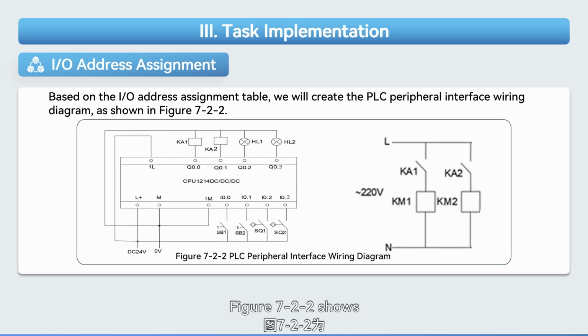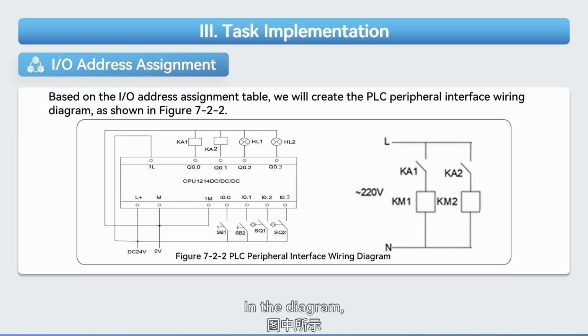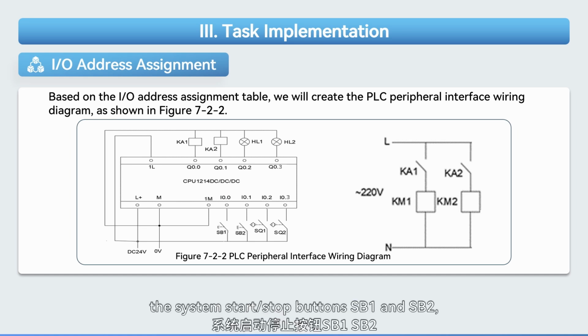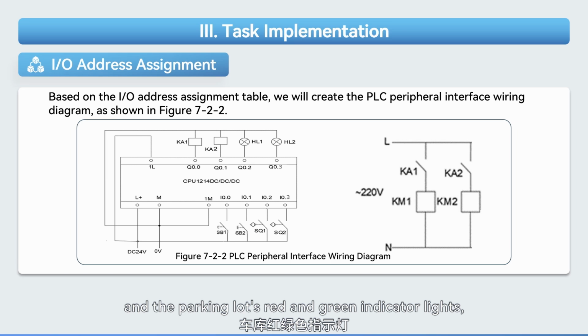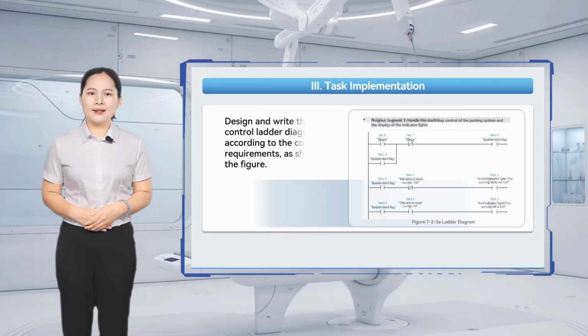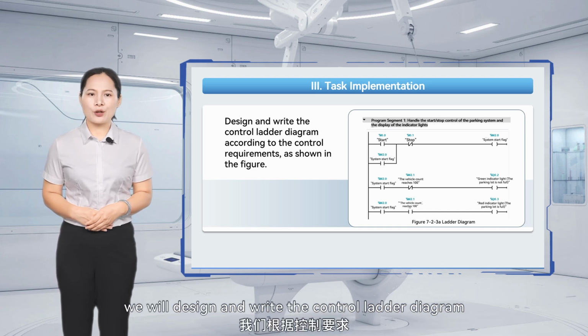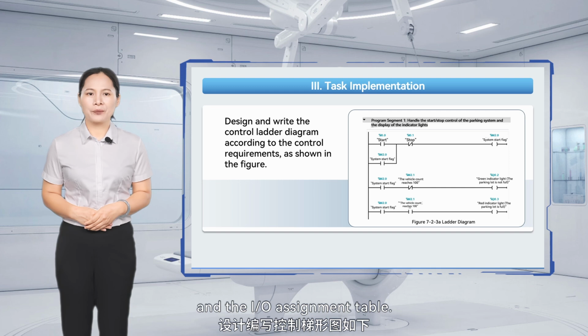Figure 7.2.2 shows the PLC peripheral interface wiring diagram. In the diagram, the system start/stop buttons SB1 and SB2, as well as the entrance and exit vehicle detection proximity switches SQ1 and SQ2, and the parking lot's red and green indicator lights, can all connect directly to the PLC. The raising and lowering of the barriers is controlled by a motor, requiring indirect connection through intermediate relays. After completing the relevant peripheral wiring, we will design and write the control ladder diagram based on the control requirements and the I/O assignment table.